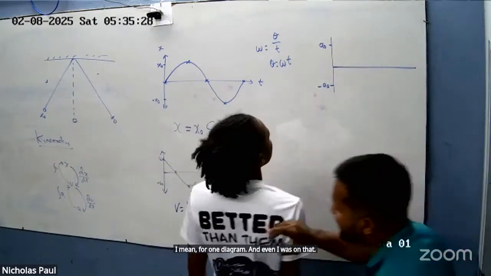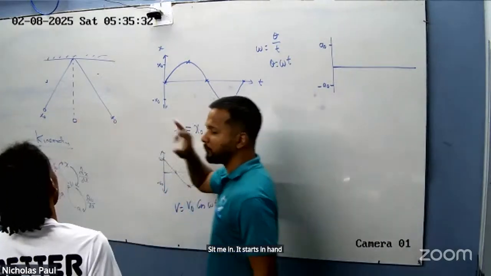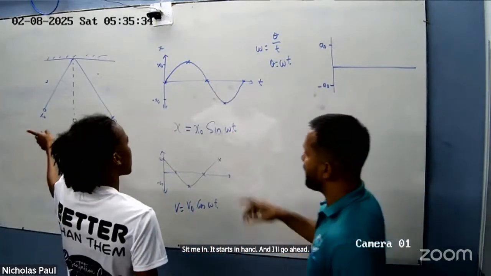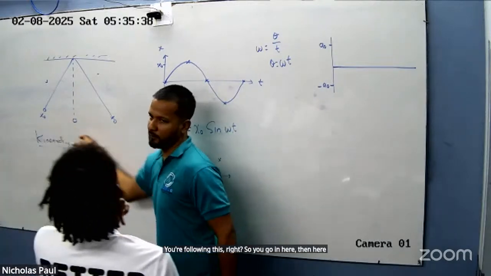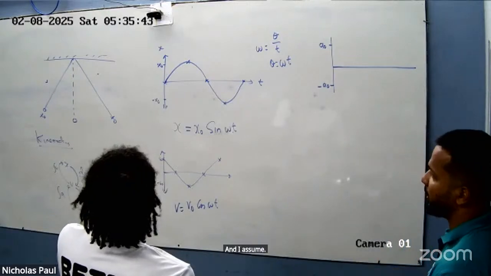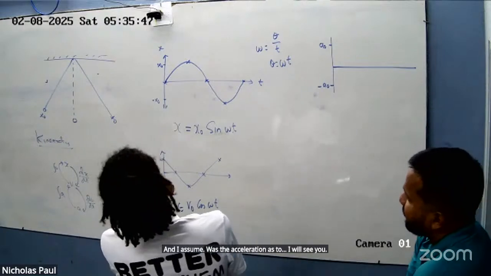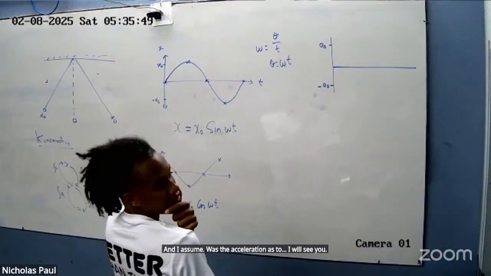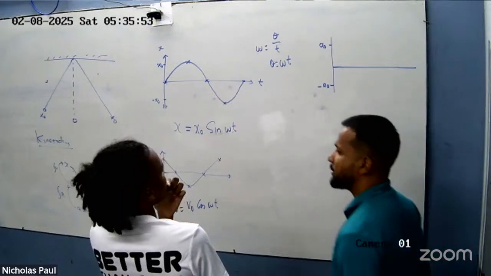So you start in here. You're following this, right? So you're going here, then here, going like that. You're starting at 0. What's the acceleration at 0? I would say maximum. Maximum at 0.